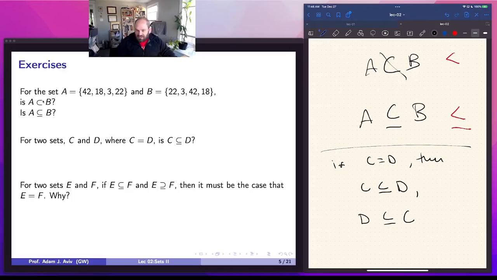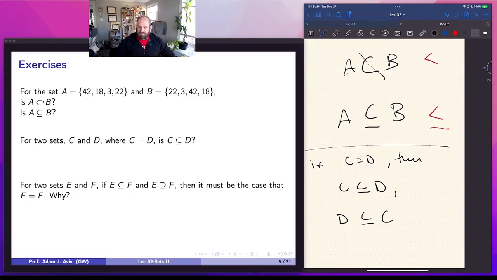And that is actually the last question. So for any two sets E and F, if E is contained in F and F is contained in E, then it must be the case that E equals F. Okay, so why do we have to go in both directions, right?